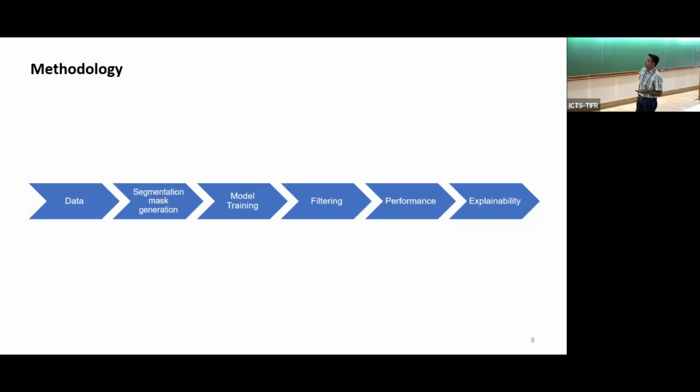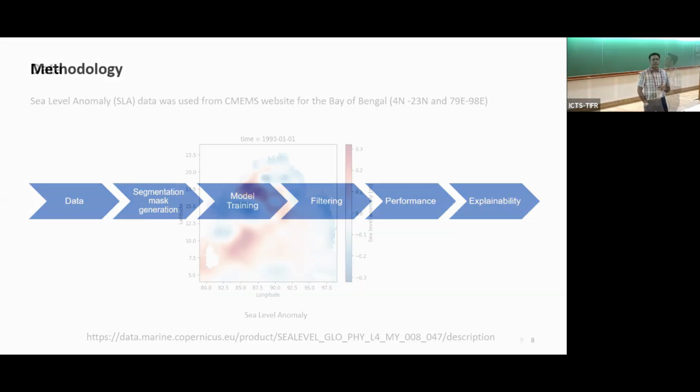So this is the methodology: first we have to provide the data, then we have to create a segmentation mask. Okay, I will explain what a segmentation mask is. Then we have to train the model, then we have to apply a sort of filtering, and there is a reason why we need to apply filtering. Then we compute the performance of our model, and then we will have a look at the explainability of the deep learning model, that is known as explainable AI.